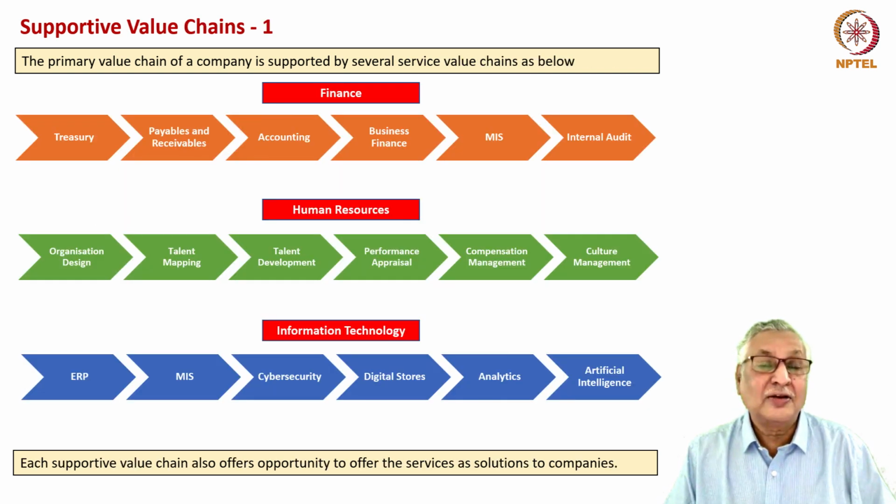Let us look at the supportive value chains and dwell deeper. The primary value chain of the company, as I said, is supported by service value chains as below. When you look at finance, it has other elements within the finance ambit: treasury, payables and receivables, accounting, business finance, MIS, and internal audit. Human resources has organization design, talent mapping, talent development, performance appraisal, compensation management, and culture management. Information technology will have enterprise resource planning, MIS, cybersecurity, digital stores, analytics, and artificial intelligence.